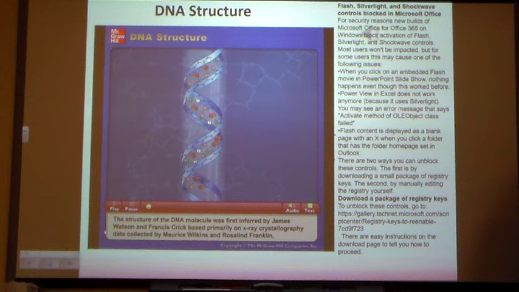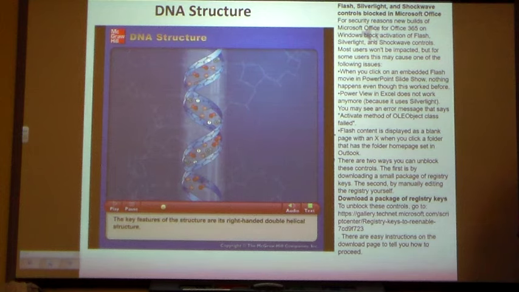The structure of the DNA molecule was first inferred by James Watson and Francis Crick, based primarily on X-ray crystallography data collected by Maurice Wilkins and Rosalind Franklin, and chemical analysis of base composition of DNA conducted by Erwin Chargaff. The key features of the structure are its right-handed double helical structure. Each helix consists of an alternating sugar phosphate backbone with nitrogen bases projecting toward the interior of each helix.